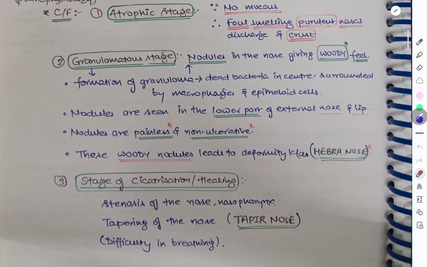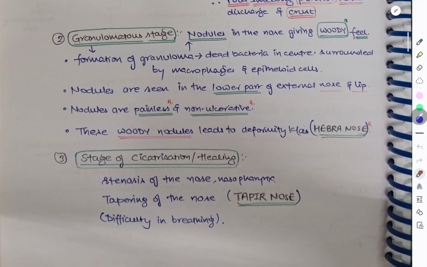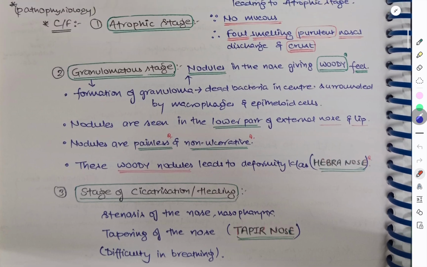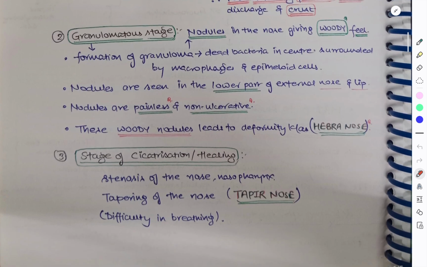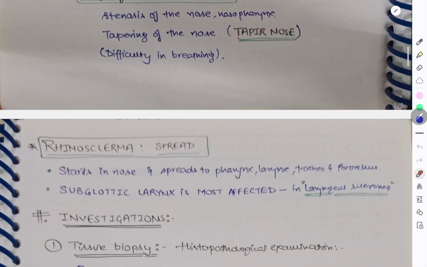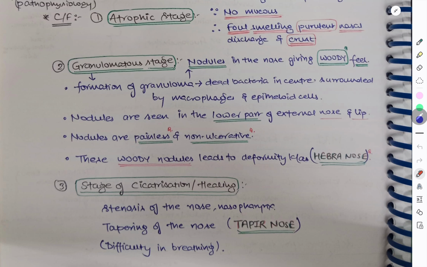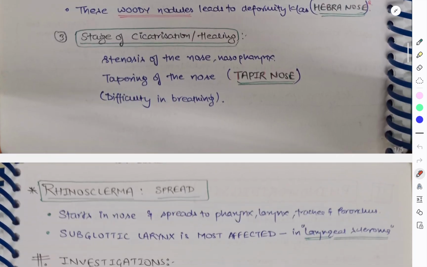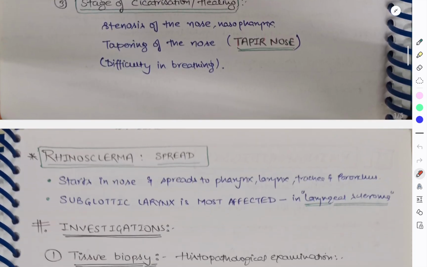The third stage is the stage of cicatrization or healing. Our first one was atrophy, then formation of granuloma, and now the stage of cicatrization or healing. With this we have stenosis of the nose or nasopharynx, tapering of the nose, that is called taper nose, and there will be difficulty in breathing. The clinical features will be surrounding this: foul smelling discharge, difficulty in breathing, reduced smell, or breathing from the mouth.